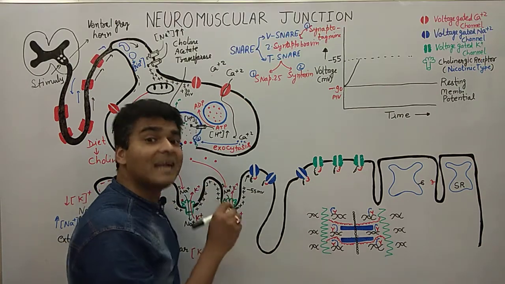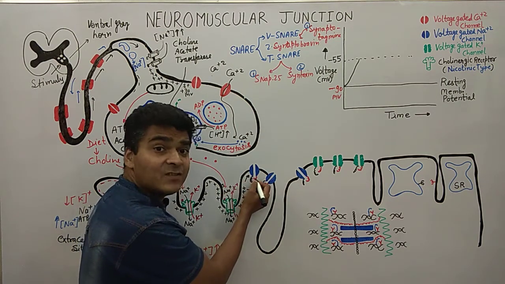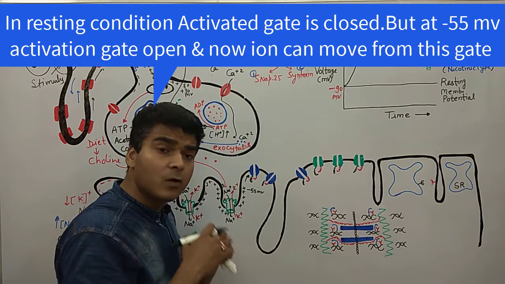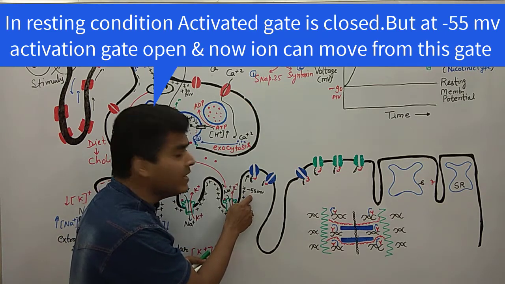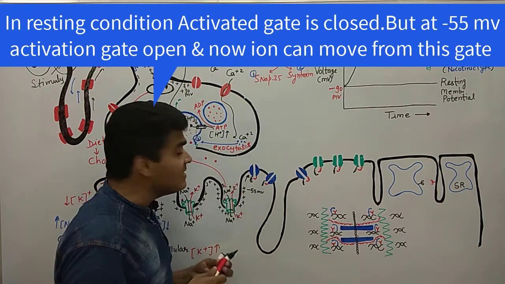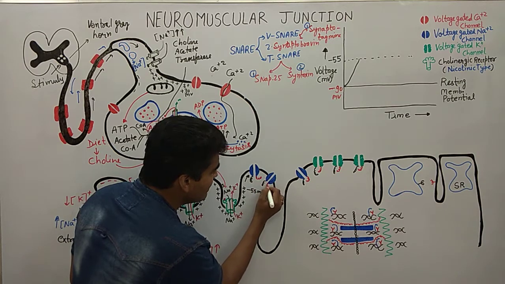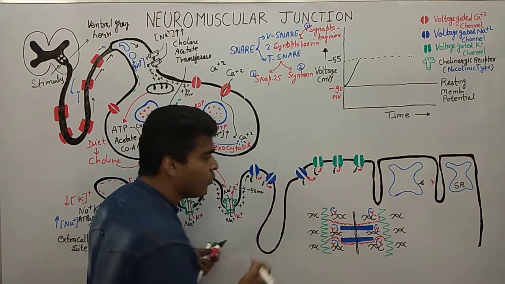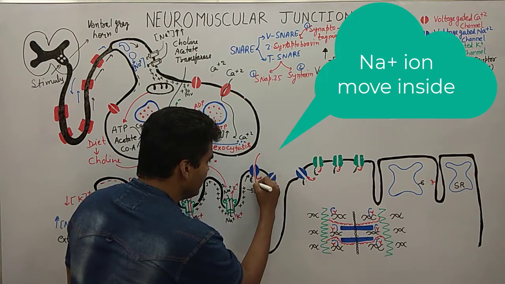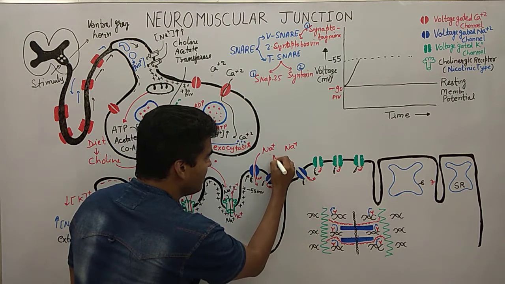ओके, सो एट द रेस्टिंग कंडीशन, जब यहाँ -55 millivolt नहीं पहुंचा है, इन दैट कंडीशन रेड कलर जो एक्टिवेटेड गेट है वो क्लोज रहता है. द गेट इज क्लोज. बट वैन इट रीचेज -55 millivolt, इन दैट कंडीशन द रेड कलर gate is open. Now it is in this way. Okay, so gate is open. So what happened, sodium will move inside. This is our sodium. So sodium will move inside.